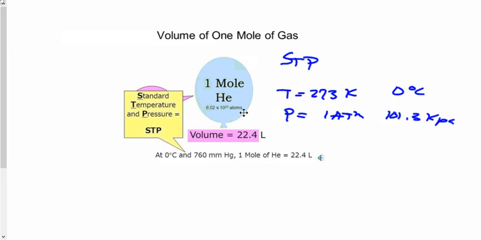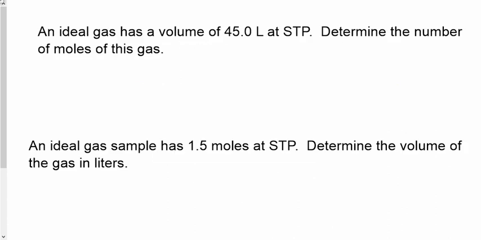So if we know the volume of the gas and the temperature of the gas, we can then know how many moles there are. If we're at standard temperature and pressure, we know that 1 mole of any gas is always going to equal 22.4 liters. But we have to be at the special condition of standard temperature and pressure. Let's try 2 examples to see how we can apply this.